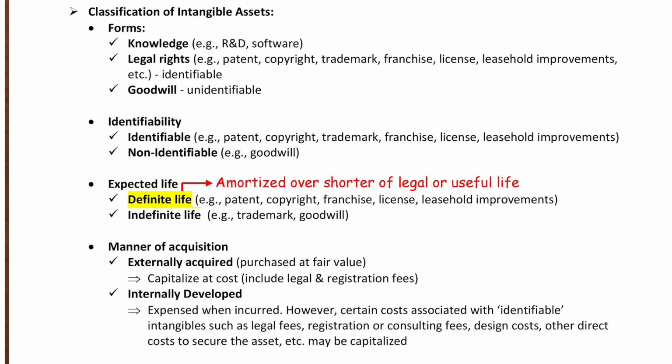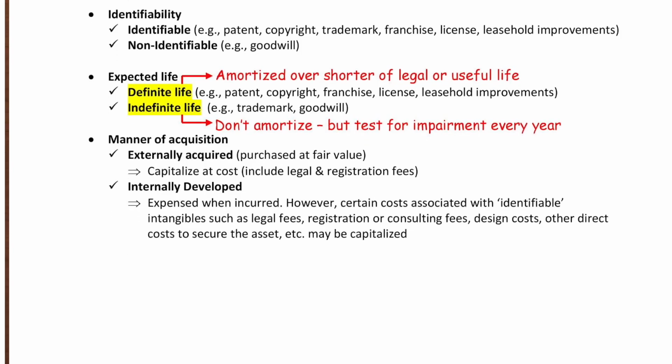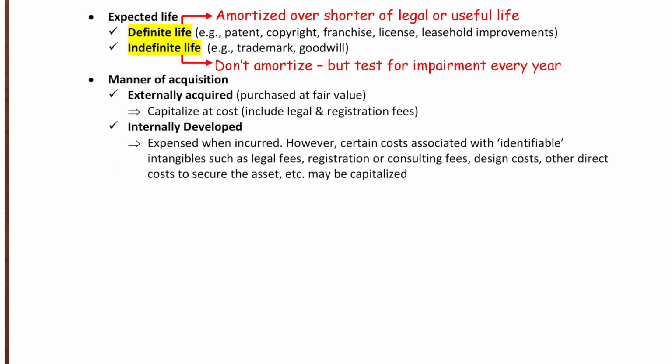Next, highlight indefinite life. Now for indefinite life intangibles, write don't amortize, but test for impairment every year. Now intangible assets could be externally acquired or internally developed. Now make a table on the bottom of this page. Draw two columns, identifiable, unidentifiable, and two rows, definite life, indefinite life.